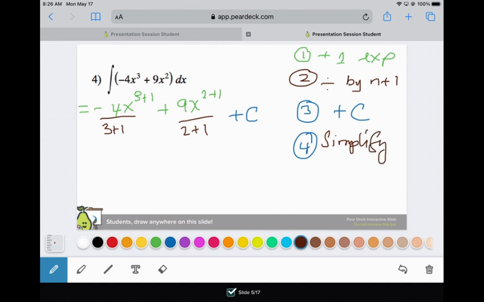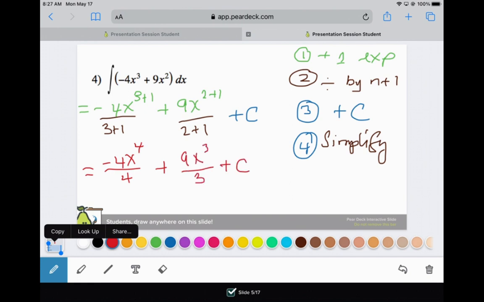Okay, so now I'm just finished up. So this part right here, the plus and divide, that is the calculus part. That is the rule, that is calculus. Now everything else is just algebra 2 skill. So negative 4x to the 4th power over 4 plus 9x to the 3rd over 3 plus c.